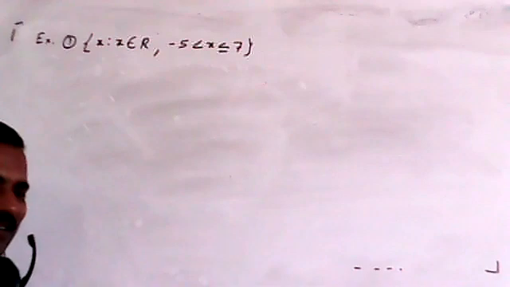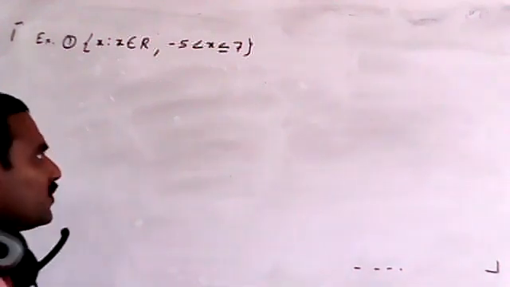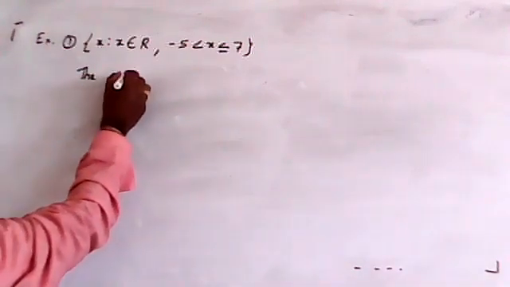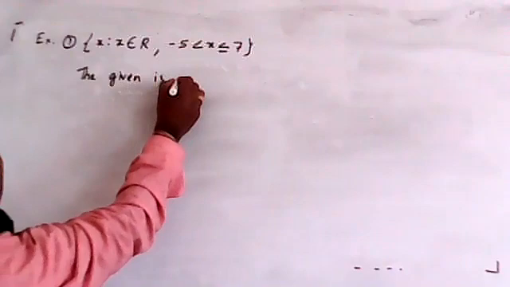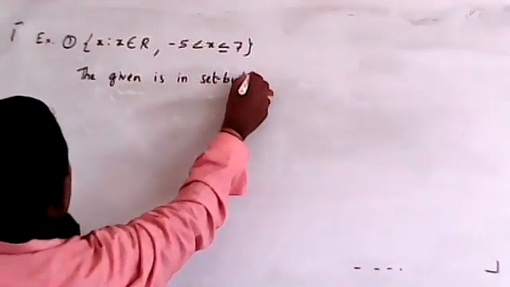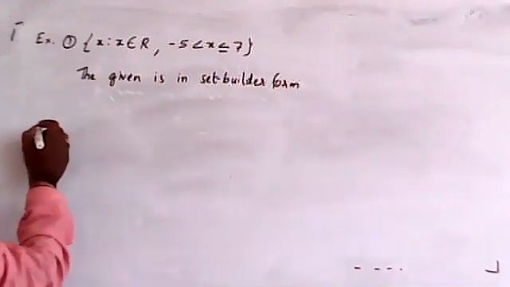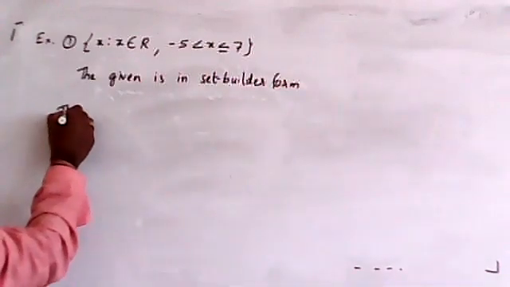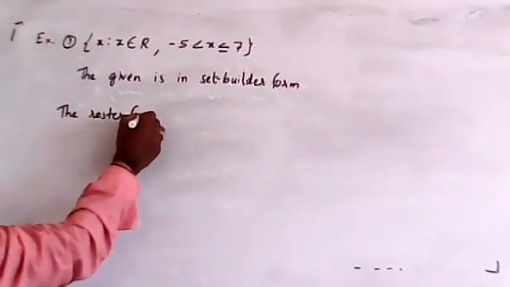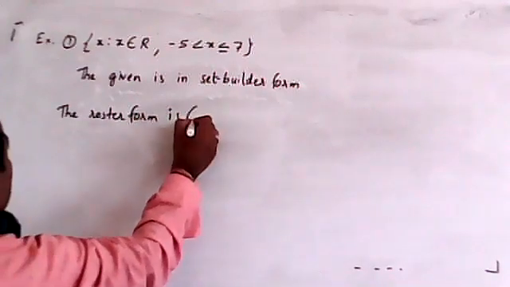Okay, now I'll write it in roster form. If it is set builder, write it in roster. How will you write it? The given is in set builder form. The roster form is. Let's see how many will write the correct answer.